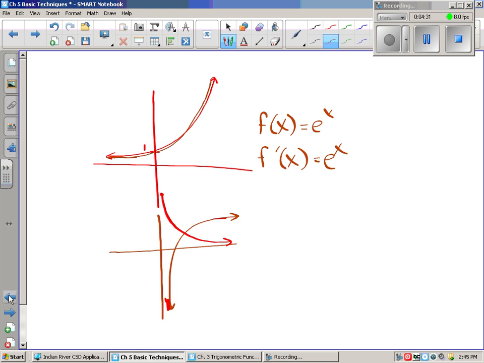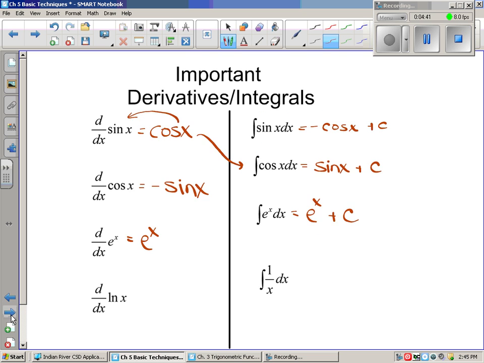Well, maybe it's not quite as obvious to you what that graph is. The original graph, of course, is the natural log, but the derivative is 1 over x. And so the derivative of natural log is 1 over x, and the integral of 1 over x is the natural log of x plus c.